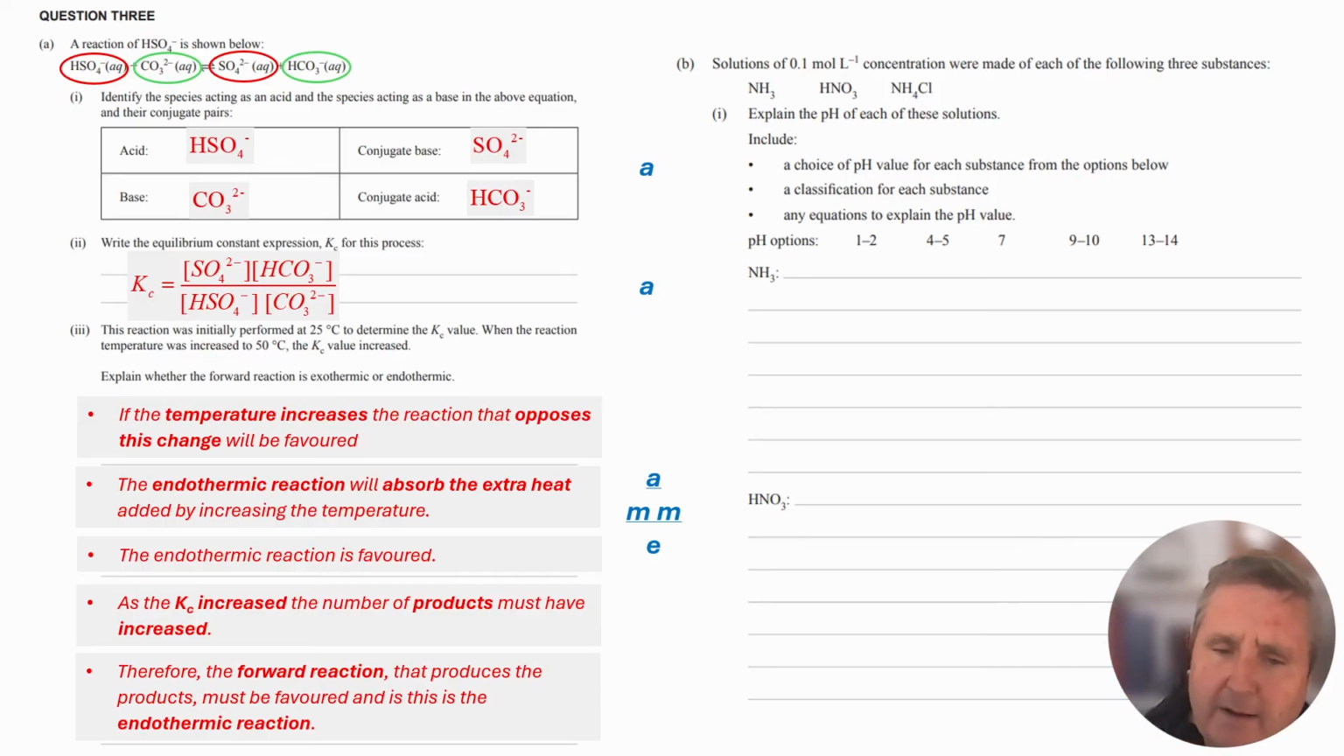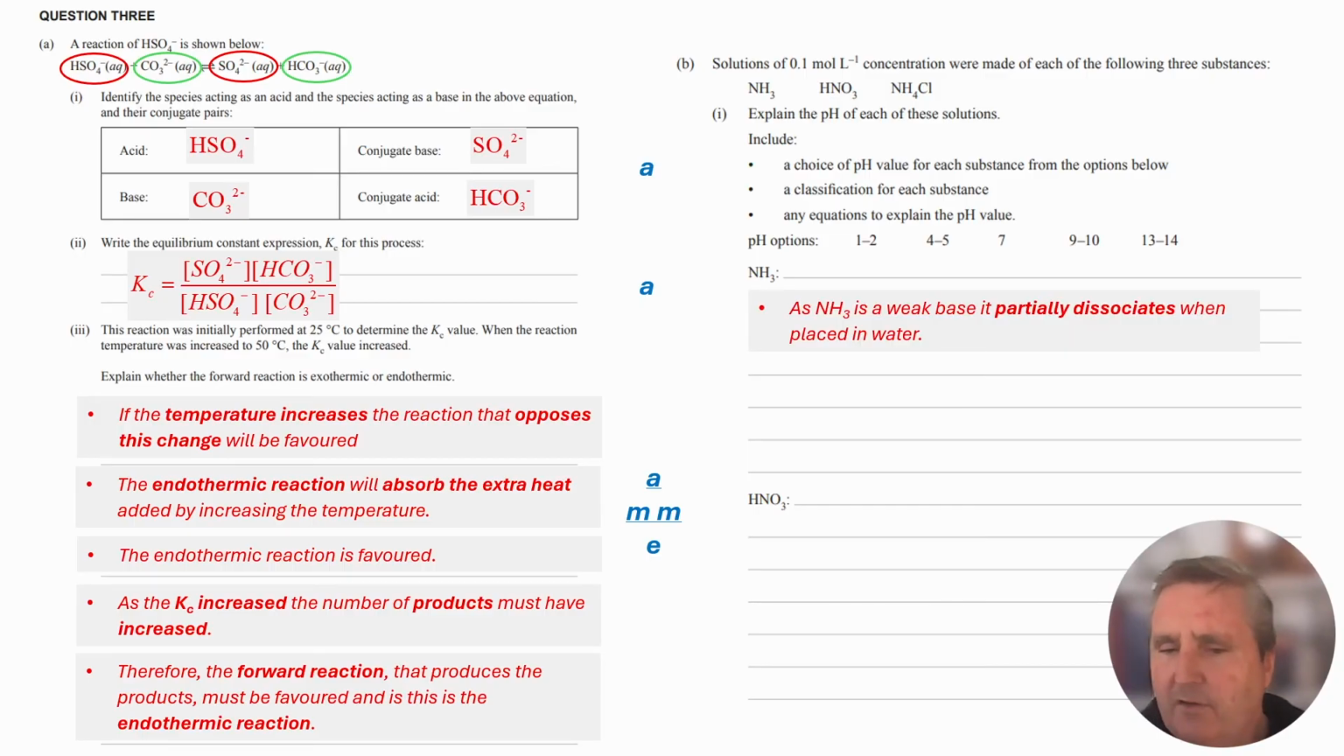Okay, so the first one, NH3, you should have seen a few times. You should have practiced this, and you should be familiar with it. It's ammonia, and ammonia is a weak base. Now, because it's a weak base, the first thing we're going to say is it partially dissociates when placed in water. Remember, what that means is it sets up an equilibrium with water in which only a small amount, only a fraction of the reactants are turned into products at any given time.